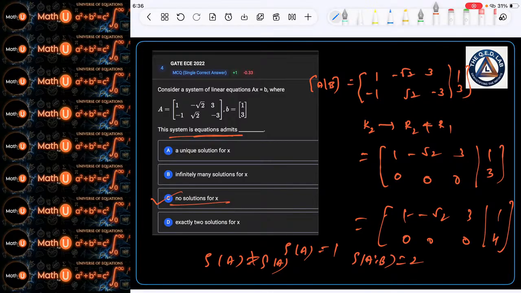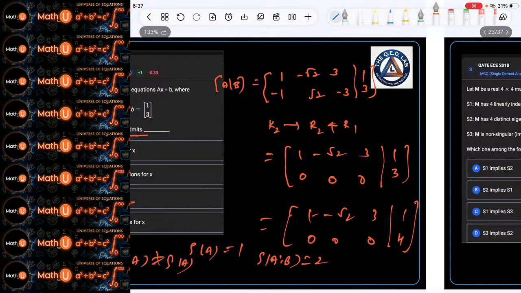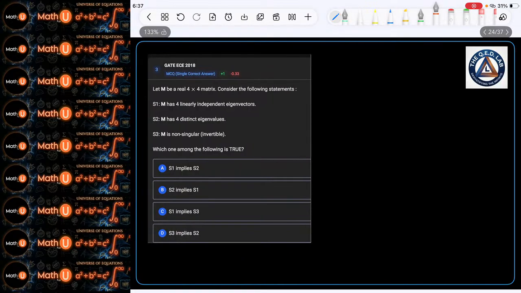If both are not the same, then there is no solution. Okay, this is the clear one. Next, this is the question.